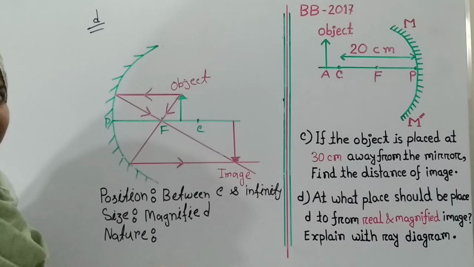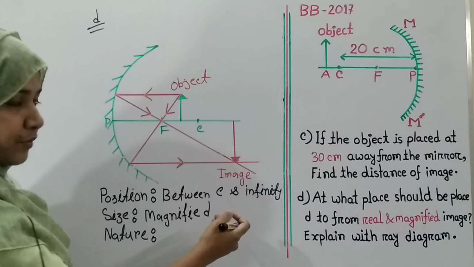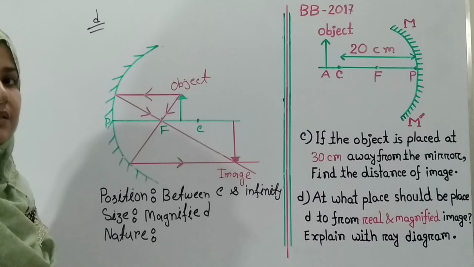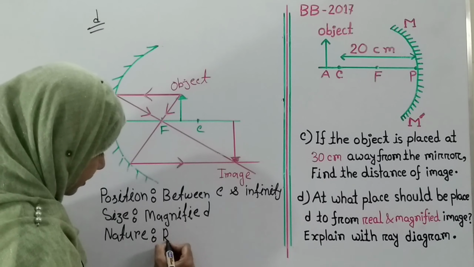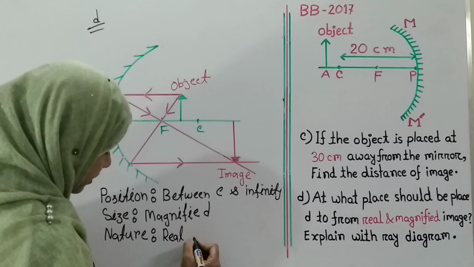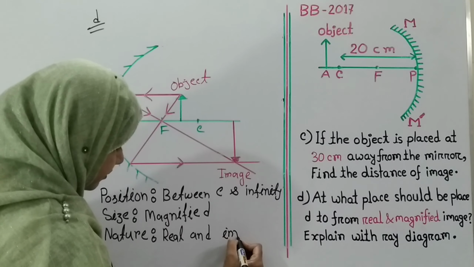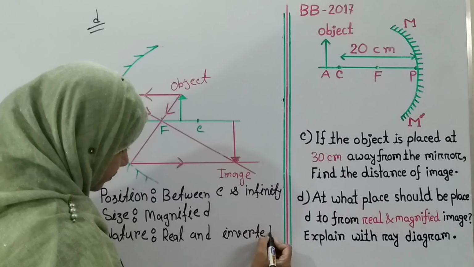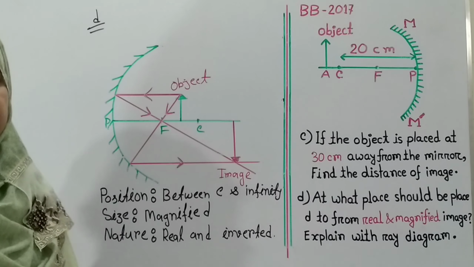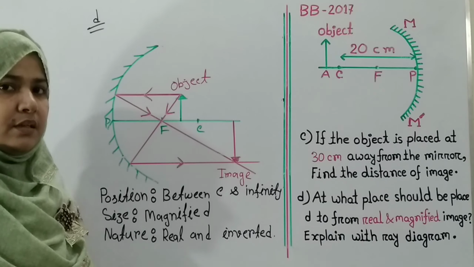The nature of the image is real, and as you can see, the image is inverted, and always the real image will be inverted. So the nature of the image is real and inverted. So this is the answer of question number D.